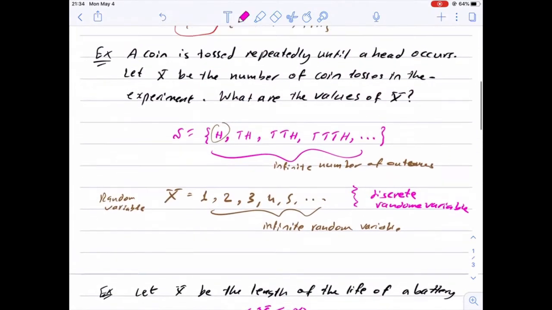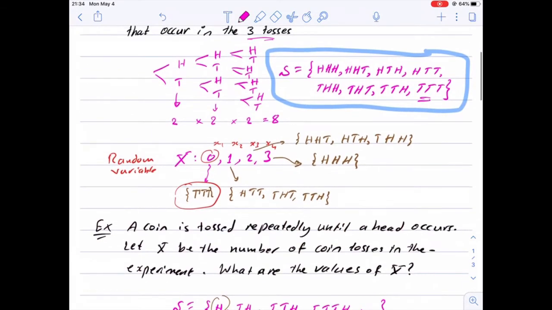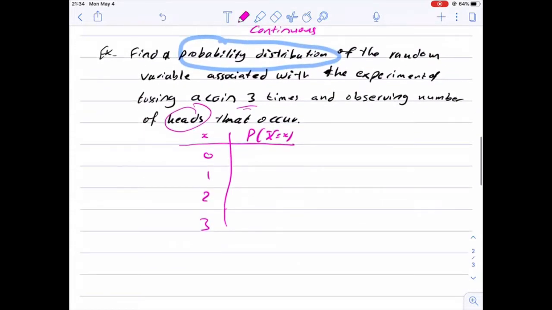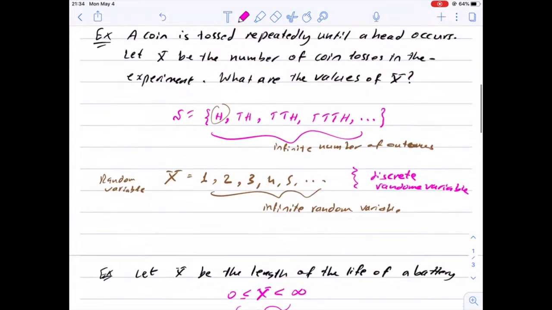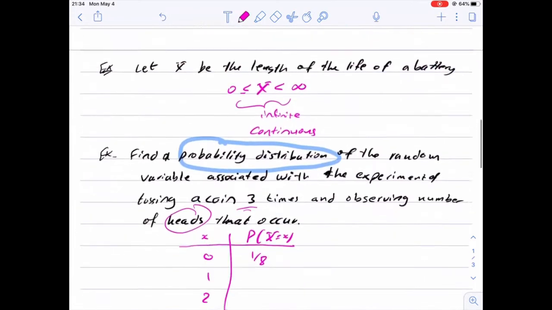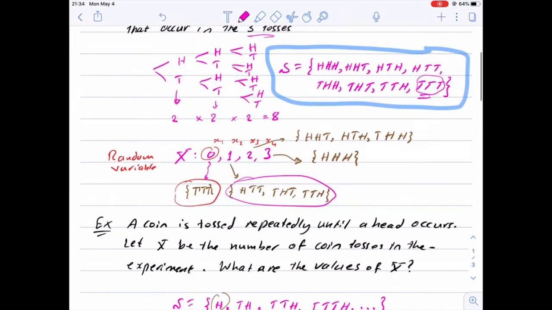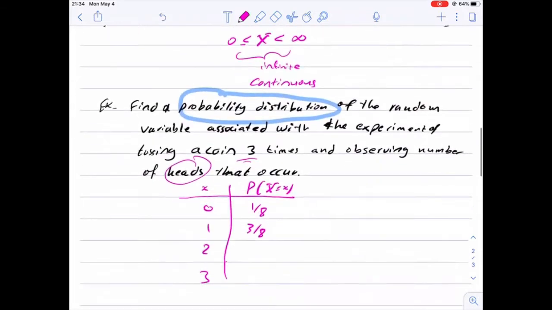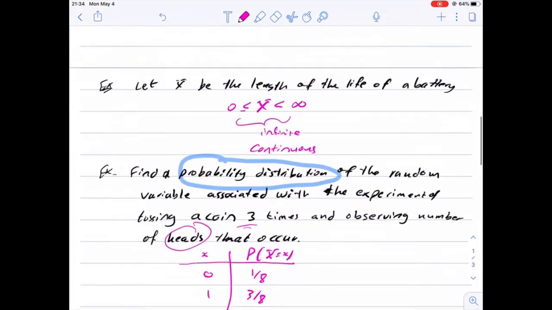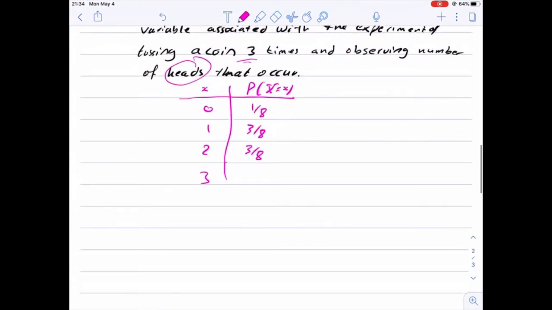What is the probability of getting 0 head? 0 head, that means tail, tail, tail. So how many tail, tail, tail appear? Just 1 out of 8. So it's 1/8. Head appears once. We have 3 out of 8. Head appears twice. Twice, it's 3 out of 8. And head appears 3 times, just one outcome of 8 outcomes.